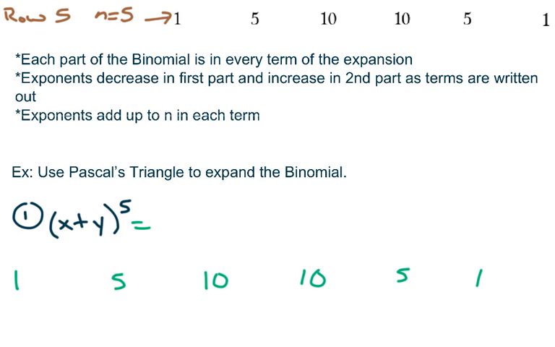Now, the next part of this, I'm going to take the first term in my binomial, which is the x, and the x's are in every term. So 10x, 10x, 5x, 1x.